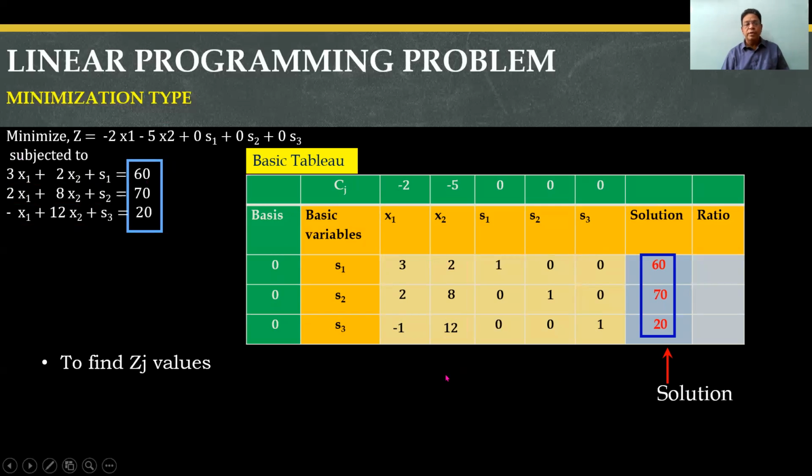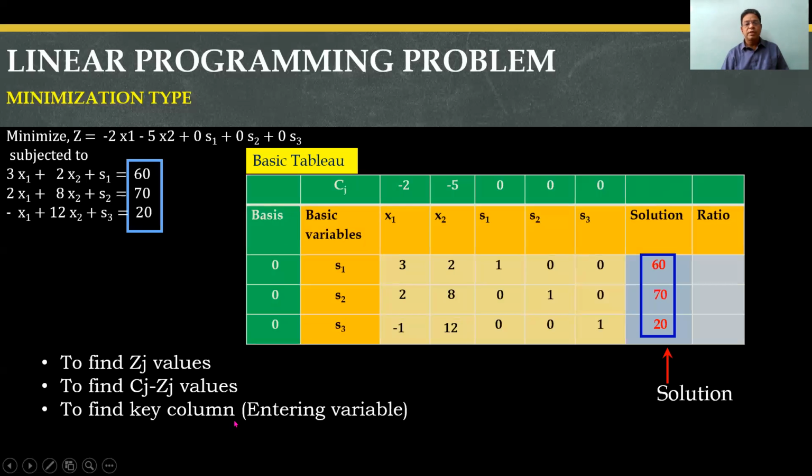Now, hereafter, we'll follow these steps. What are the steps? First, we'll find the ZJ value. Then we'll find the CJ minus ZJ value. Then we'll find the key column. Key column is one of these columns, 1, 2, 3, 4, 5. We have 5 columns. Out of these 5 columns, one will be the key column, and that will be the entering variable. In this particular sum, S1, S2, S3 are already basic, so they cannot enter the solution because they are already in the solution. So which of the two columns can be the key column? Either X1 or X2 can be the key column in this case.